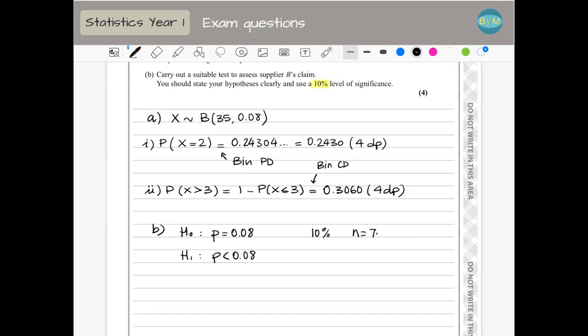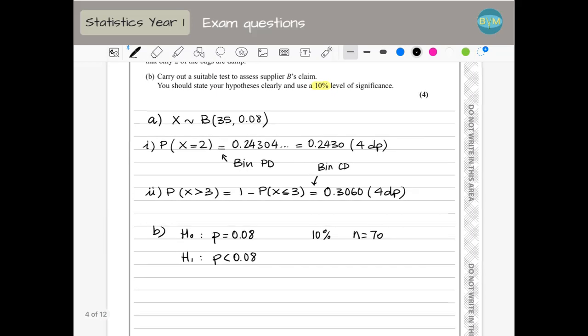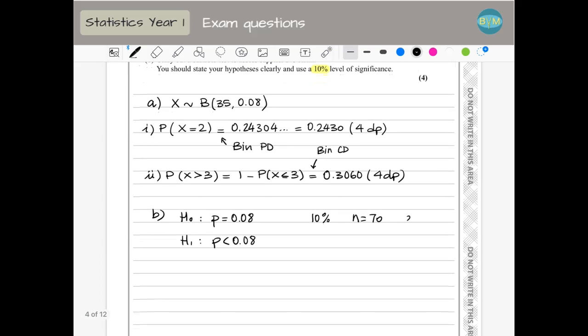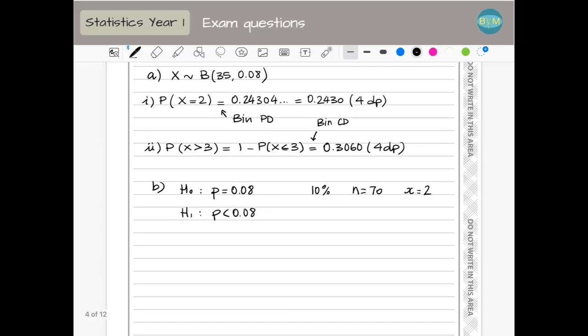And now N is 70. Be careful, it's not 35 anymore. And 2 of them are dumped, so our observed value in the sample is going to be 2. Remember, for this hypothesis test, you can do it in 2 ways. One is shorter than the other, but the other one is easier to understand, I think. So I'm going to do both to remind you.